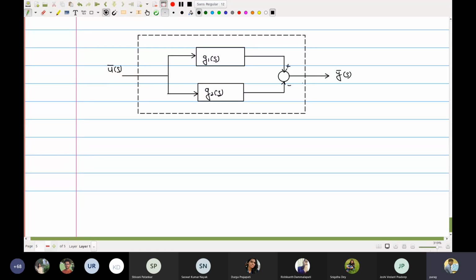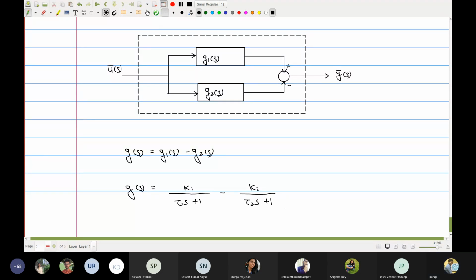So if I write my model in the overall transform domain, then G of S, the overall transfer function, will be equal to G1 of S minus G2 of S. And if the individual components are first order, then I can write this as K1 upon tau 1 S plus 1, minus K2 upon tau 2 S plus 1.